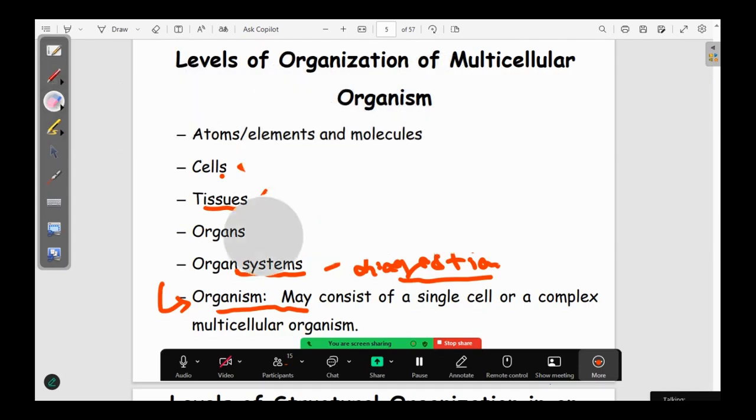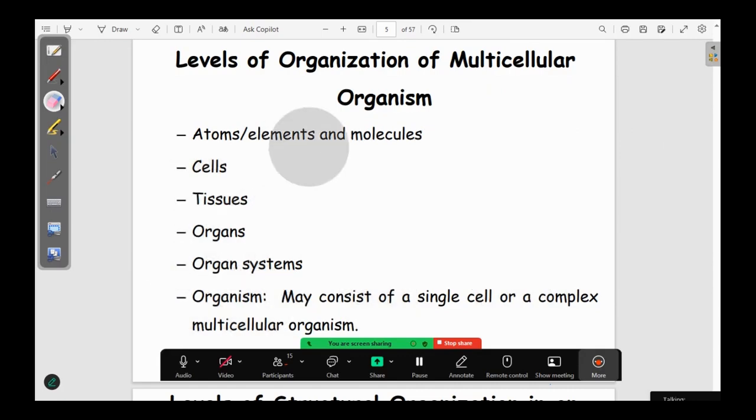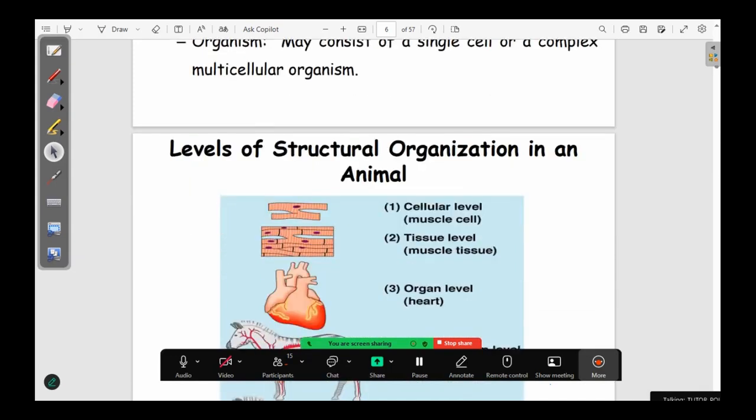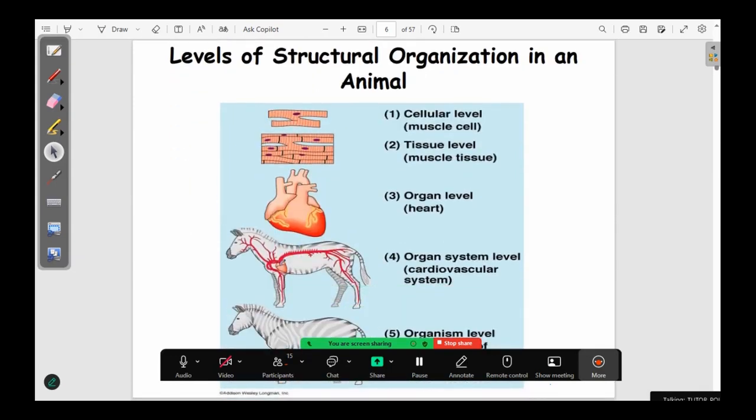So for the levels of structure, we have a diagram that explains it, and you can also look at this diagram. We have the cell level. The cells combine to form a tissue, the tissue will form an organ, the organs will form the organ system, and finally the organ system will form the organism. You can see the illustration there very clearly.